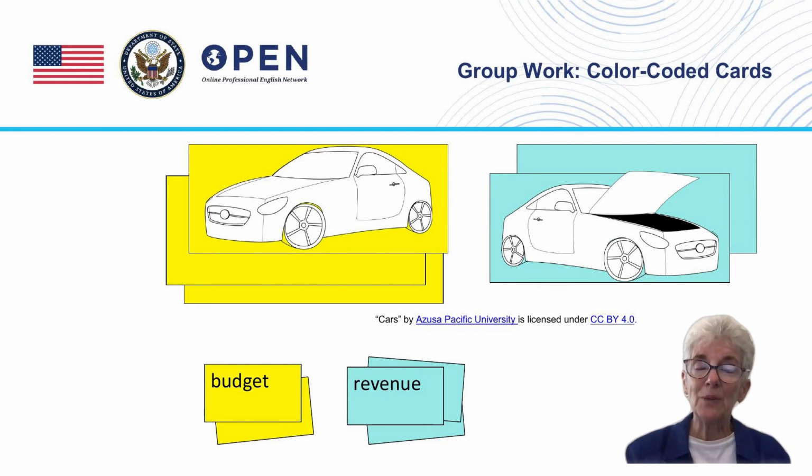The task might be naming the picture, car or hood, or it might be looking at a vocabulary word like budget at a lower level and revenue at a higher level, and then translating the word or using it in a sentence. Taking turns with cards makes this review activity more like a game.